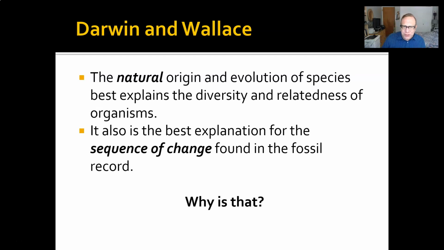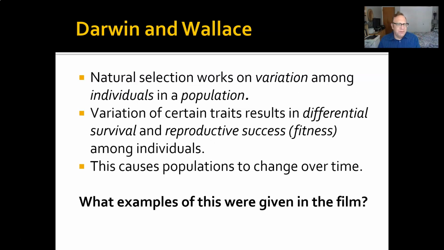The natural origin and evolution of species best explains the diversity and relatedness of organisms. It also is the best explanation for the sequence of change found in the fossil record. So it explains modern diversity and relatedness as well as ancient diversity and relatedness. Why would it show up in the fossils and the modern contemporary organisms?